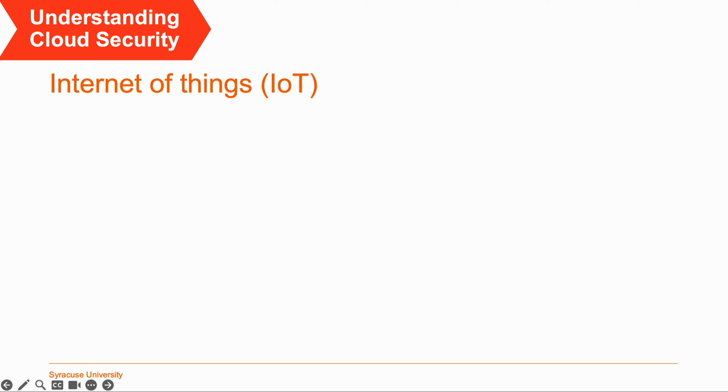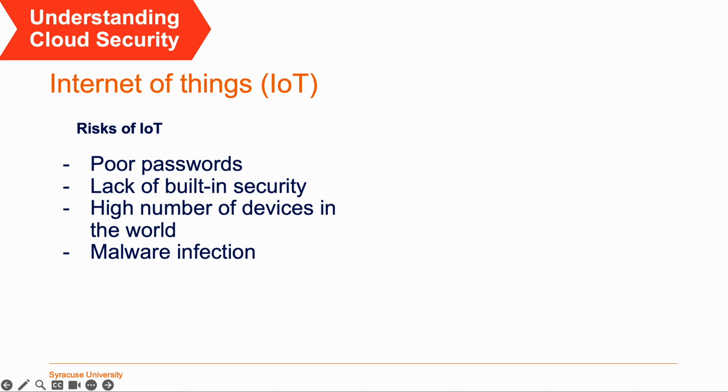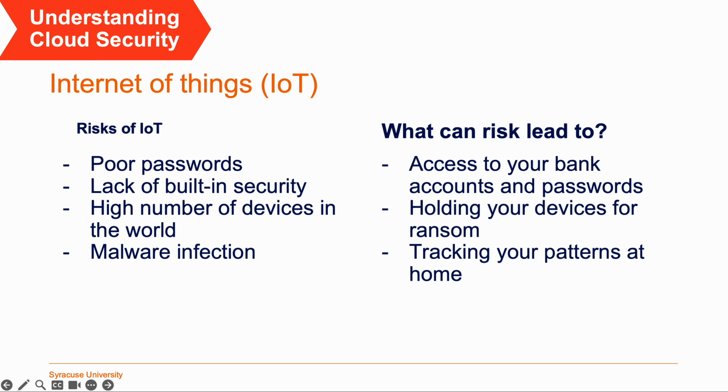Okay, so Internet of Things devices present several security risks, such as poor password practices, lack of built-in security measures, widespread usage and deployment, and vulnerability to malware. And these risks can lead to serious consequences because these devices are in our house. So they can lead to unauthorized access to sensitive information like bank accounts, devices being held hostage for ransom, and also invasion of privacy by tracking personal patterns at home.